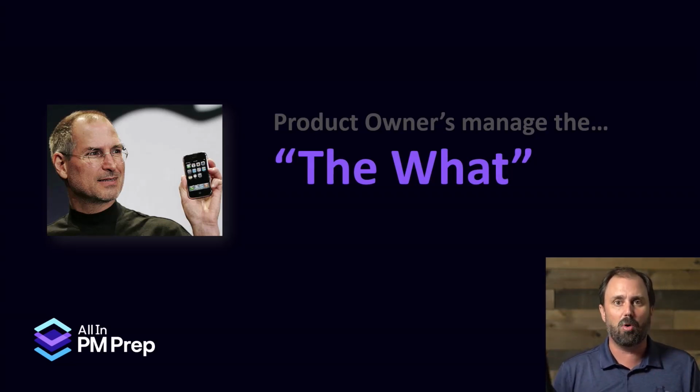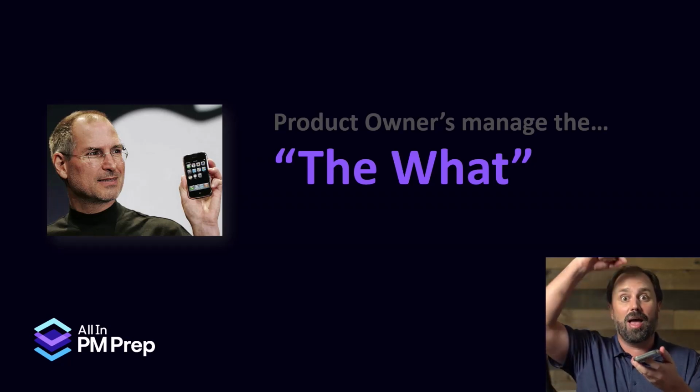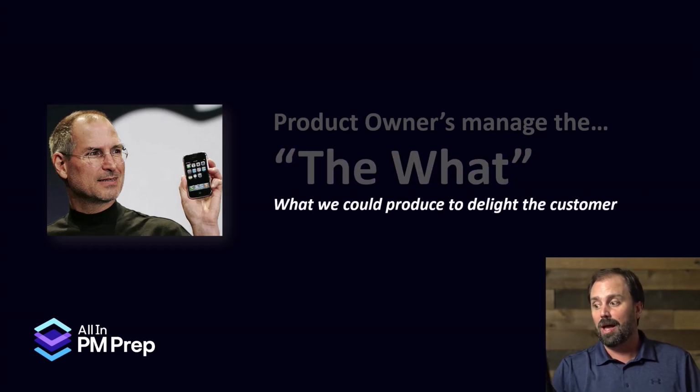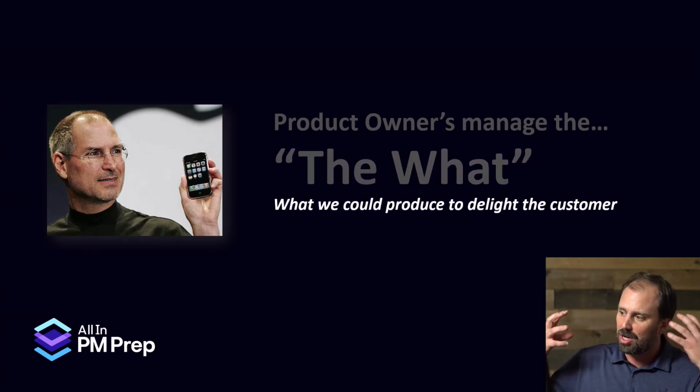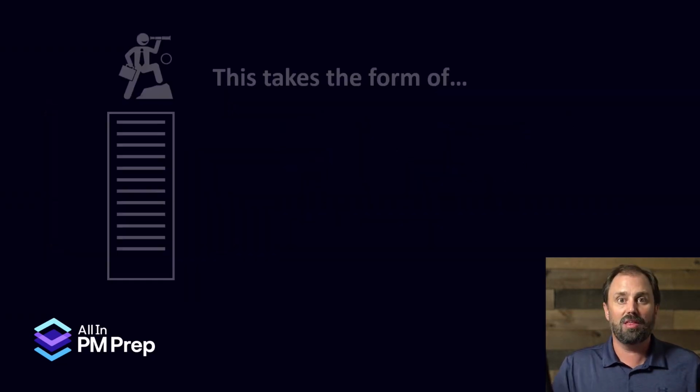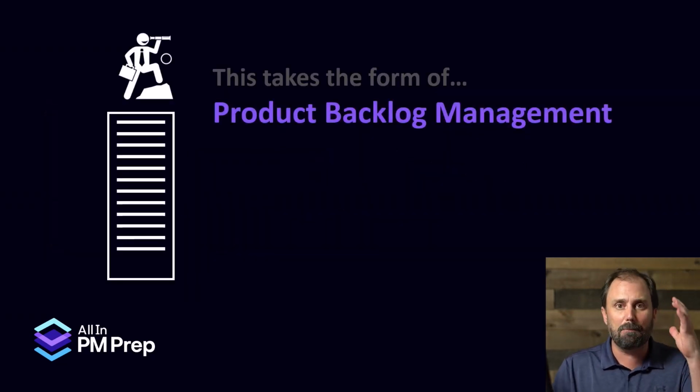They are the "what" people. What will be in the product for the customer, why it'll be there, but what is the biggest thing that we need in the product right now? And then we think about it, what's going to make the customer just delighted, smiling ear to ear till they can't stop it. This takes the form of product backlog management.